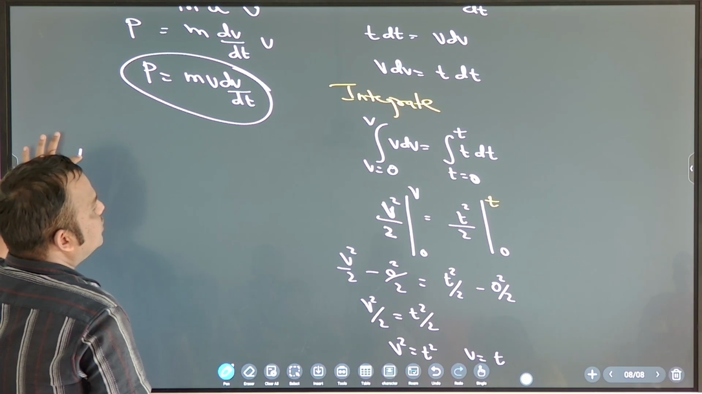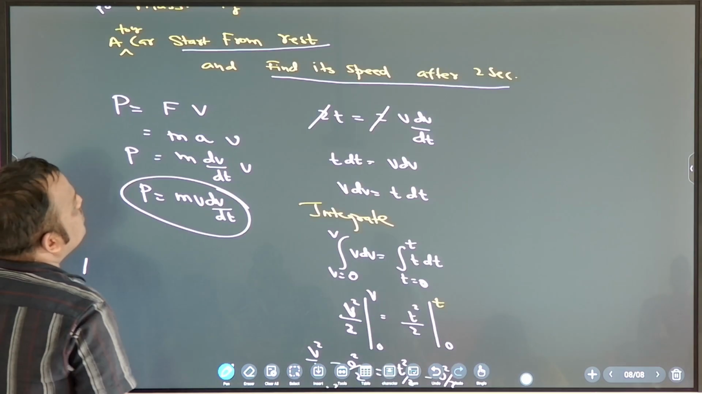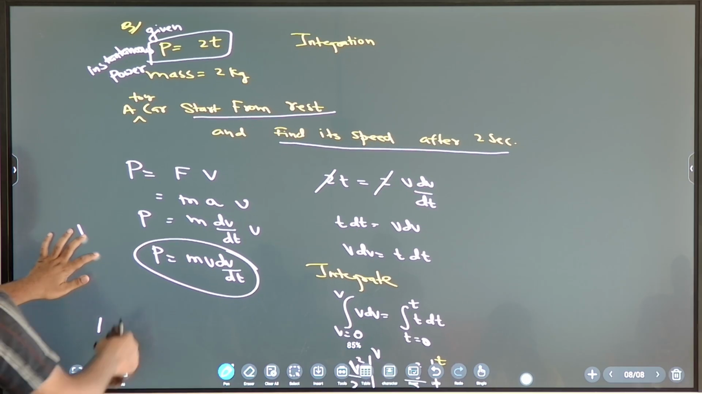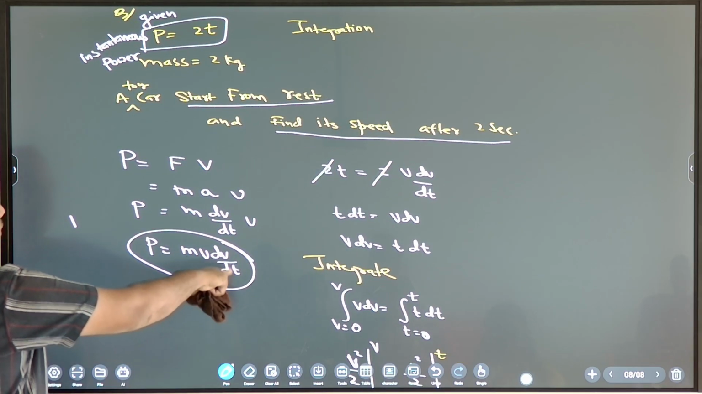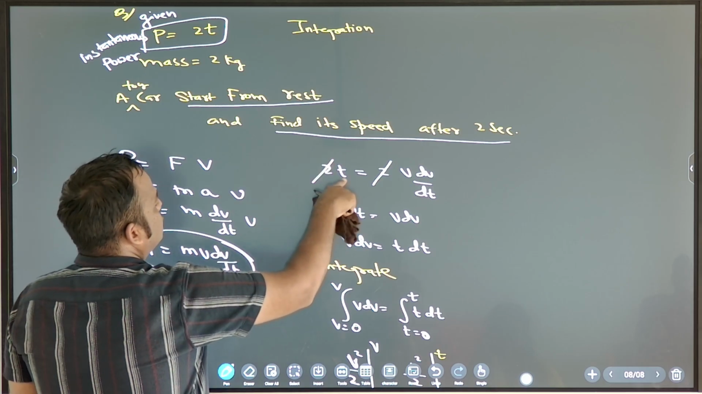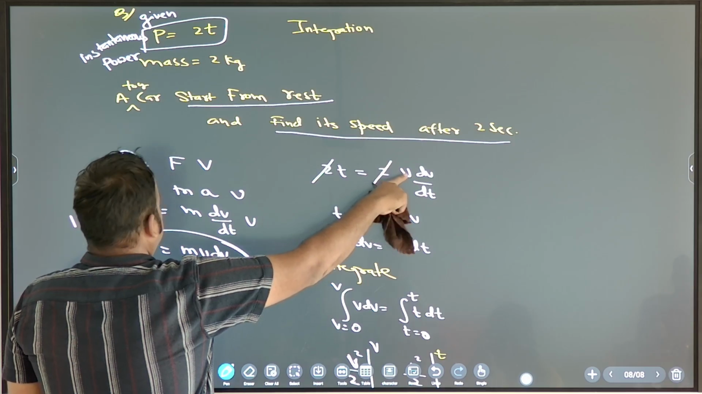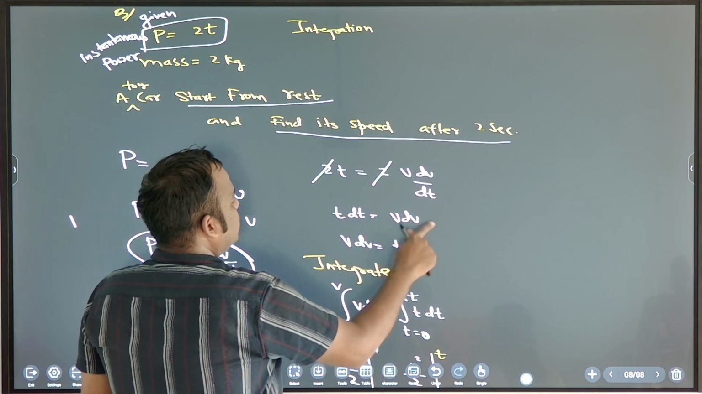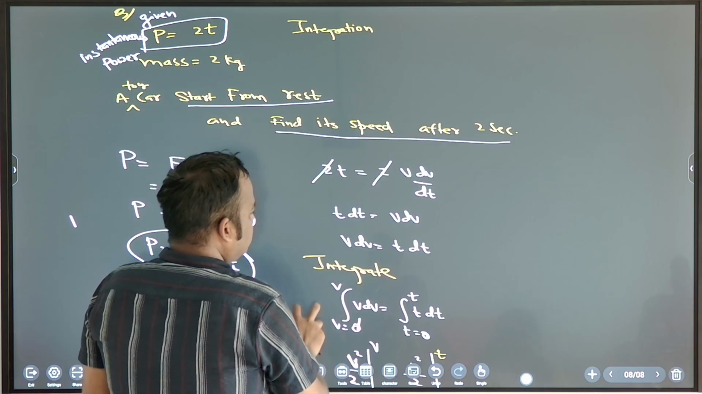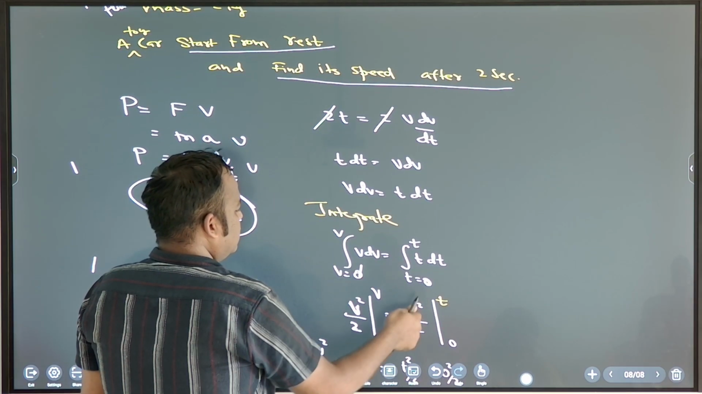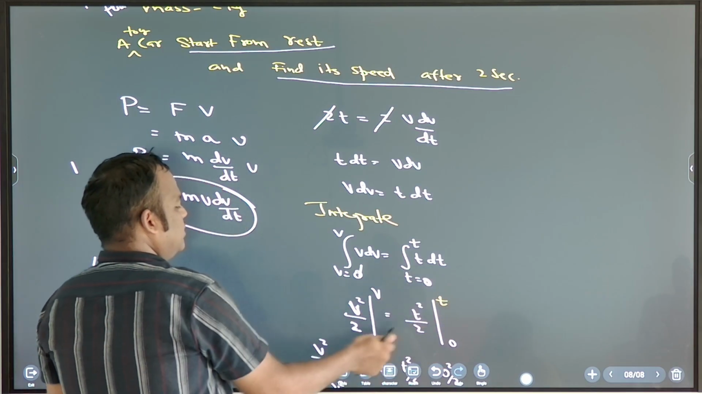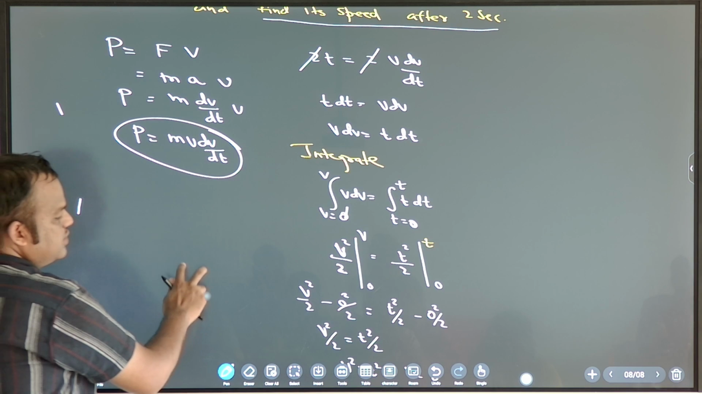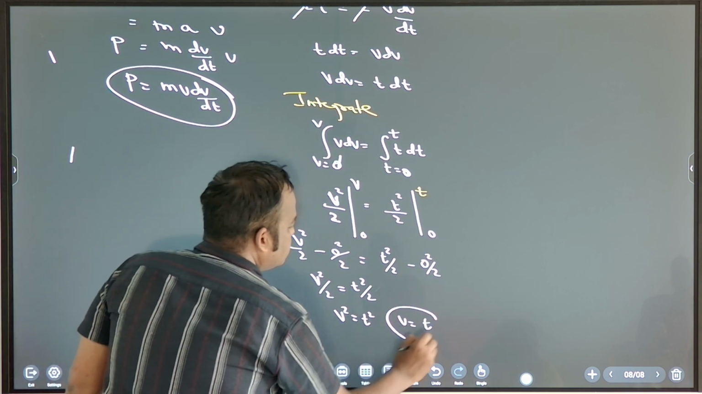So note down. Once again I will check. Power is given as 2t, and power is m v dv by dt. So 2t is equal to mass, which is 2, times v dv by dt. So t dt is equal to v dv. So v square by 2 is equal to t square by 2, with limits 0 to t and 0 to v. Okay, correct. So v is equal to t. So your final answer is v is equal to t.